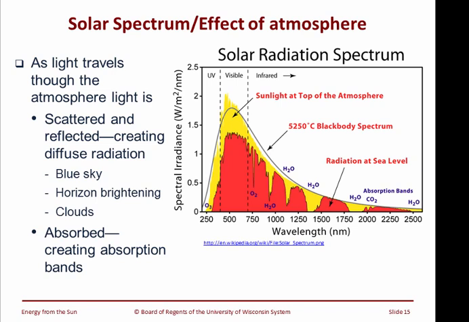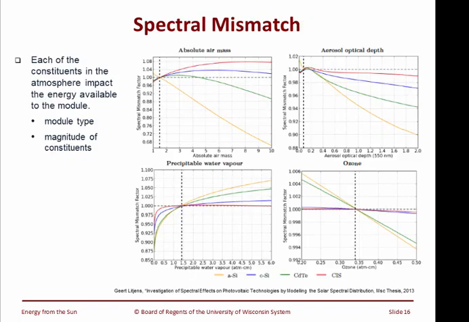And you can see there's a difference between the yellow spectrum, which is the sunlight at the top of the atmosphere, and the radiation at sea level, which is shown in red. And you can see that those significant absorption bands are really one of the major differences between what happens at the top of the atmosphere and at sea level.